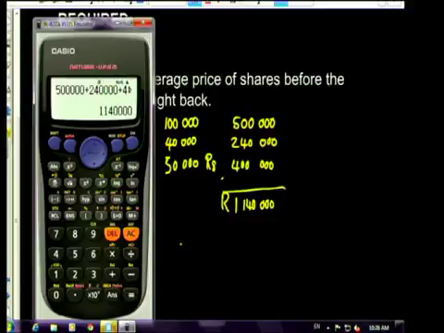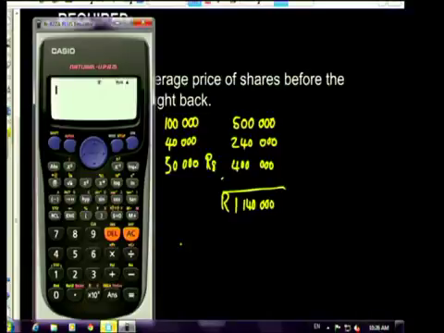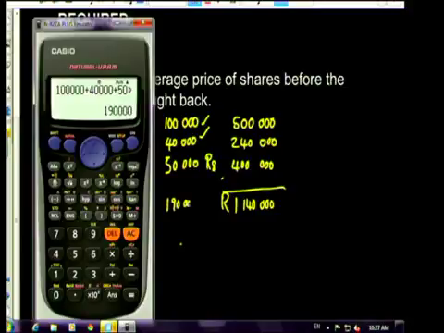Rand value. Okay, now, what is this represented by? Let's check. Now I want the number of shares. That is 100,000 plus 40,000. That's the second one, watch. And the third one, the 50,000 shares that were sold. The total of that would be 190,000. Now please note that this is the number of shares and that's the value of those shares.